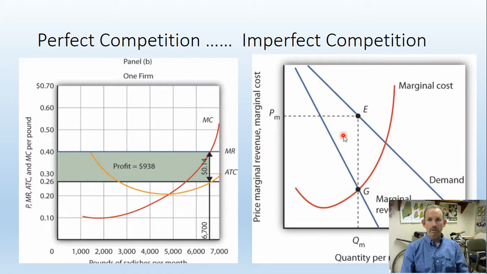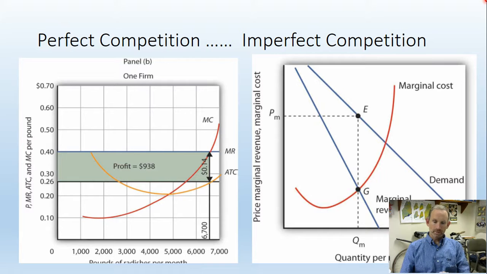Jumping over here, anytime you have imperfect competition, such as monopoly or monopoly power, you do what we just did on the previous slide. Marginal revenue equals marginal cost at point G. Price charged is going to be way up here, PM. If we had an average total cost curve, which you had on the last slide, you would have found this company is making an economic profit.